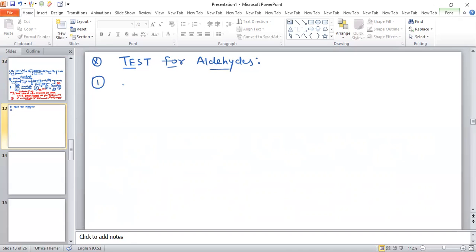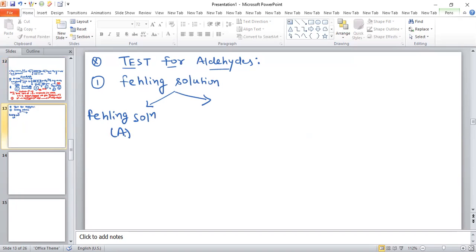So the first point is Fehling's solution. Also we can say this is the Fehling's test. Fehling's solution basically contains two parts. One part of Fehling's solution is Fehling's solution A.